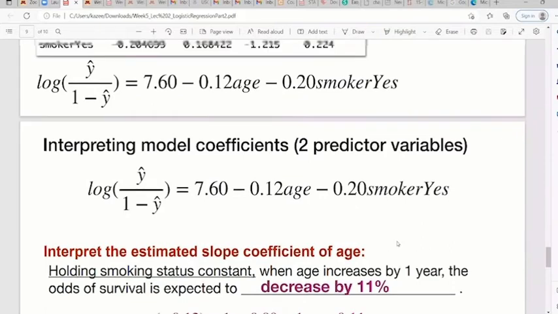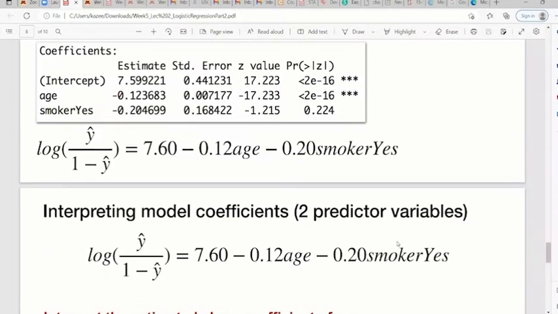Now, don't forget, we have to put it all in this model. How do we interpret model coefficients? When I say model coefficient, how do we interpret the 7.60 here? How do we interpret the negative 0.12? And how do we interpret the negative 0.20?